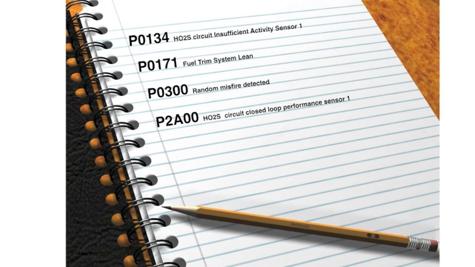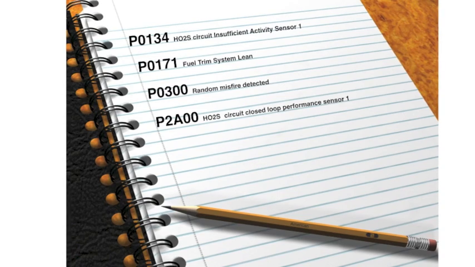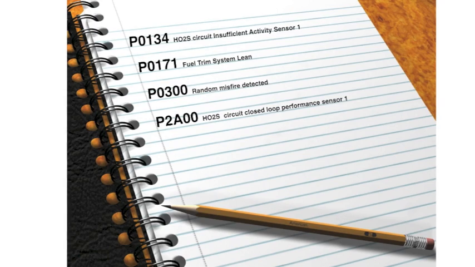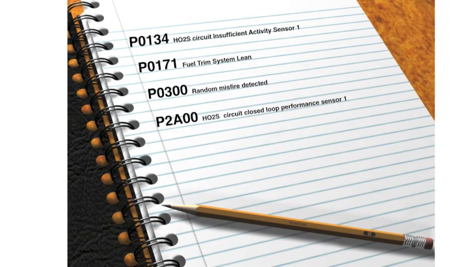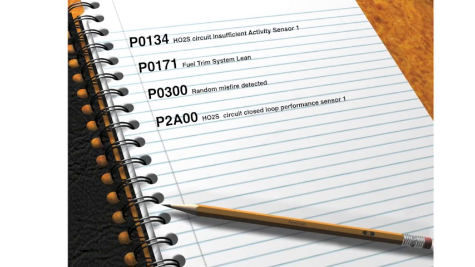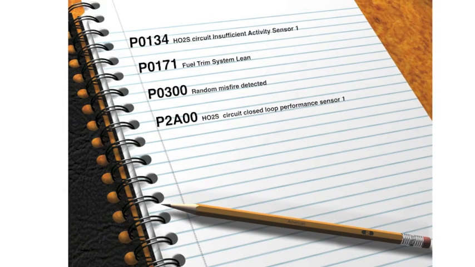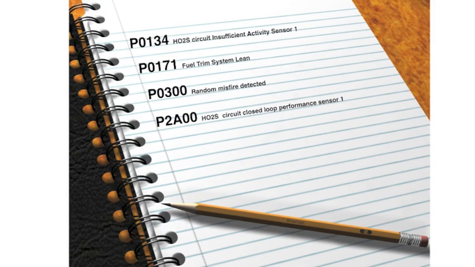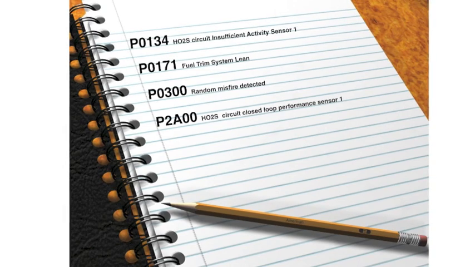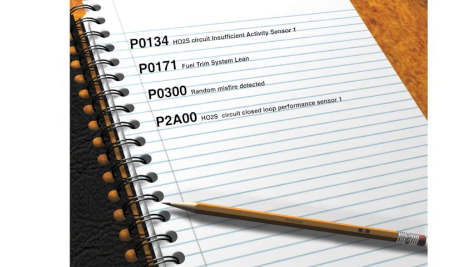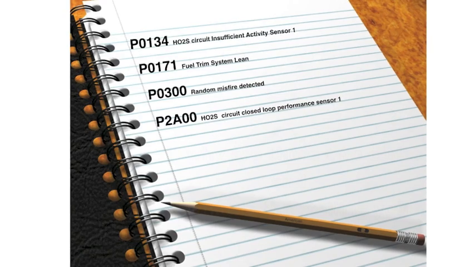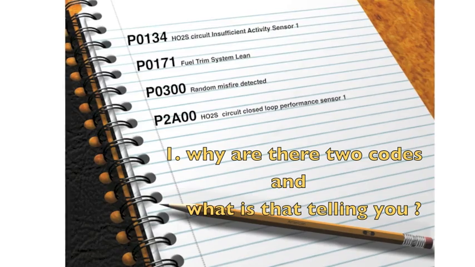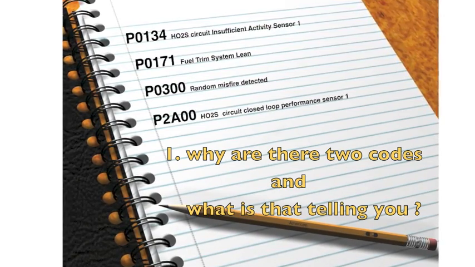So you will notice here that there are two O2 sensor codes. One is P0134, insufficient activity, and the second was P2A00. Now the scanner's description of P2A00 was a range performance problem, but when I checked the service manual, it gave a more detailed explanation: a range performance problem during closed loop. So if these computers are so smart, why are there two different codes, and what is that telling you?